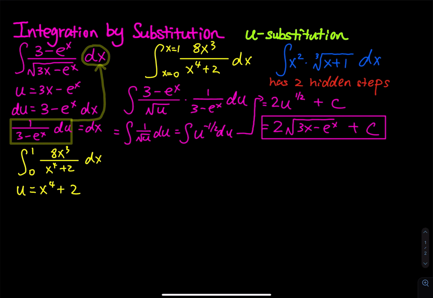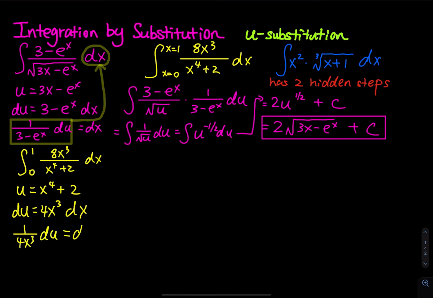So you let u equals x to the 4th plus 2, and then you have du equals 4x to the third, right? And then the derivative of 2 is equal to 0, and then you have a dx. You have 1 divided by 4x to the third du equals dx.